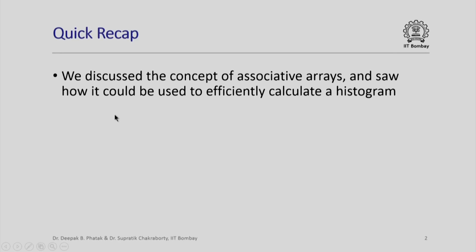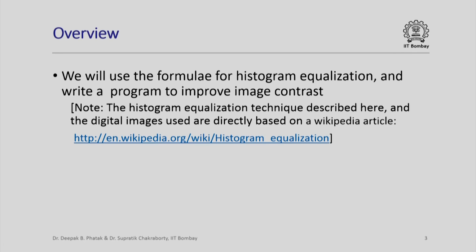Welcome to this session in which we discuss a C++ program which performs histogram equalization. Last time we had discussed the concept of associative arrays and saw how it could be used to calculate a histogram value more efficiently. Today we will use the various formulae for histogram equalization which we had studied in earlier sessions. Remember our discussion based on this Wikipedia article. So, we will use those formulae and write a program to improve the image contrast.